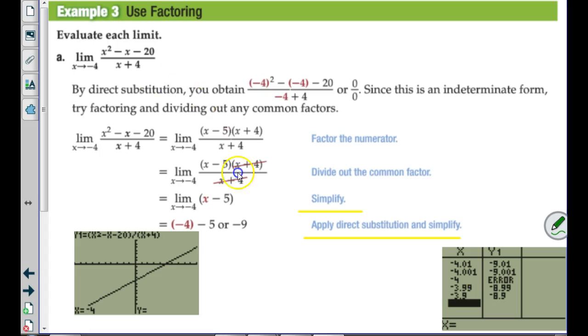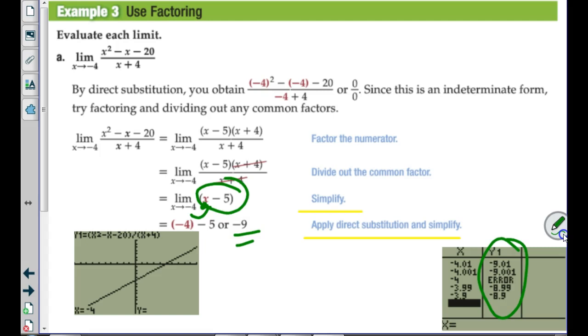This one could be factored. It gets down to x minus 5. So if you put in a negative 4, you get negative 9. Now, it was undefined there, so I graphed it. And I checked values close to negative 4, and they all rounded to negative 9. Is everybody good? Because you have to be able to do this.